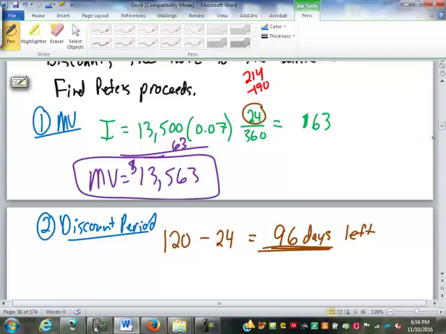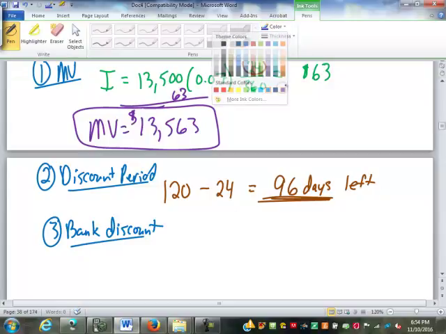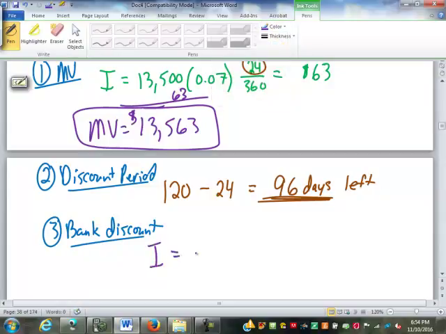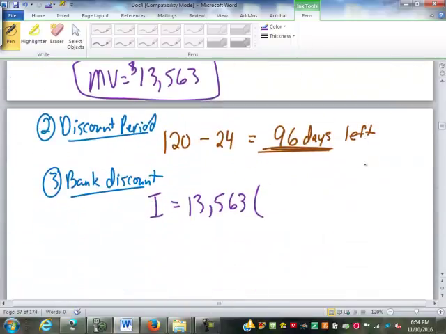Step 3, bank discount. That is going to be found using the maturity value, $13,563, times their discount rate, which was given as 11%, times 96 over 360.